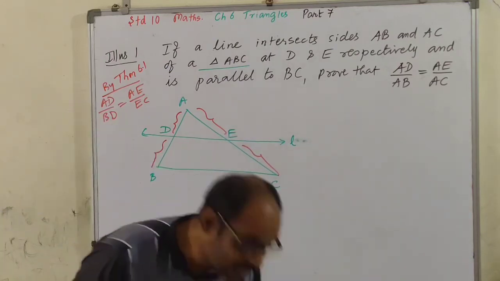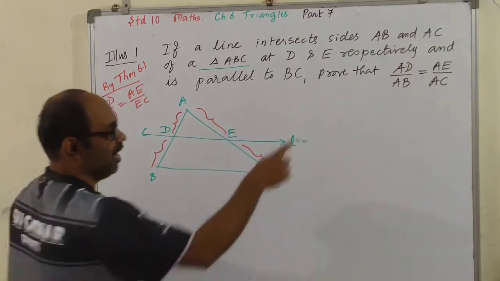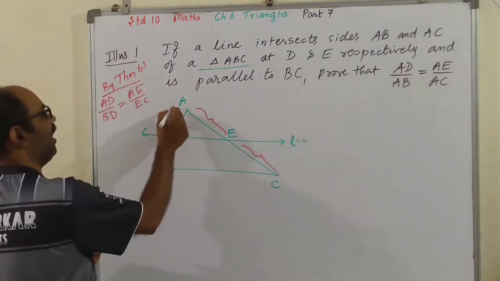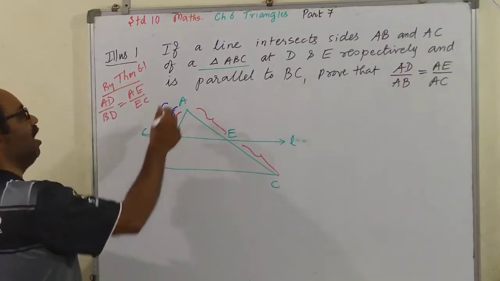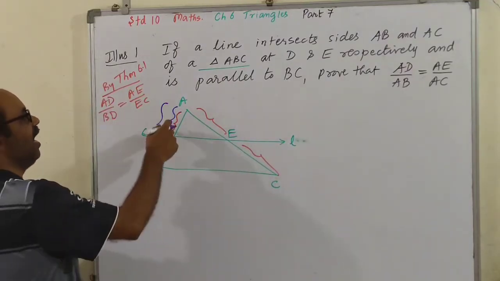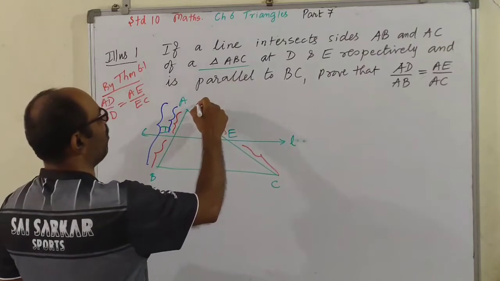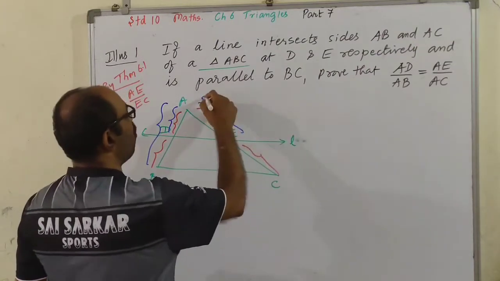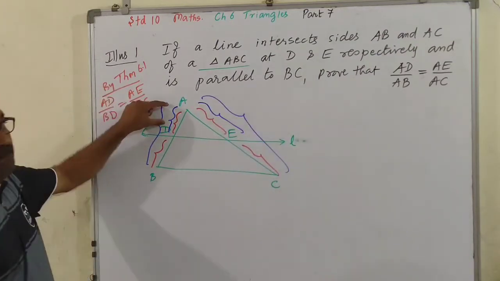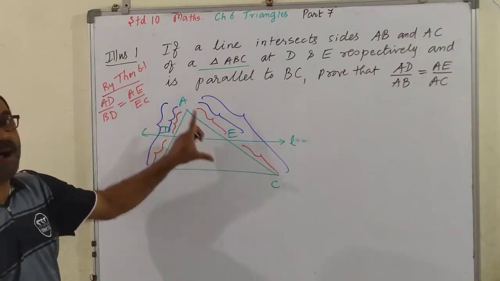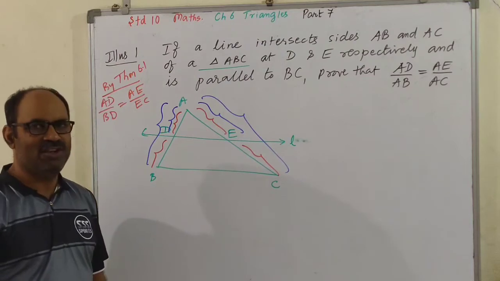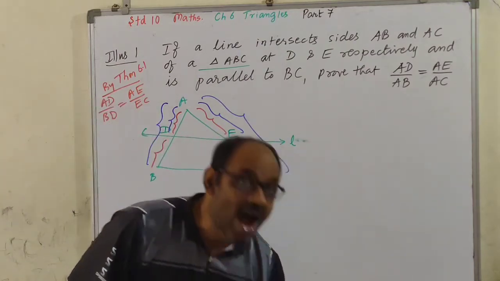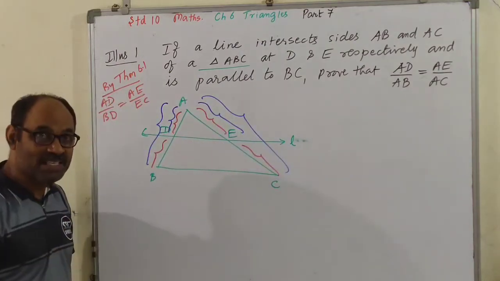प्रूव क्या करना है? Let's see nicely. Check out. AD वो तो ठीक है. AD upon AB. अरे ये वाला उसी का corresponding side. AD upon AB is equal to AE upon AC. Part upon whole is equal to part upon whole. That is what you have to prove. Children, very easy. How can you prove that? Please pay attention.